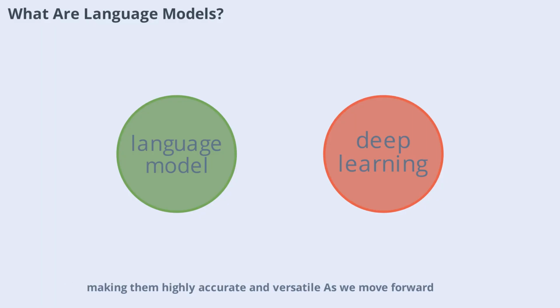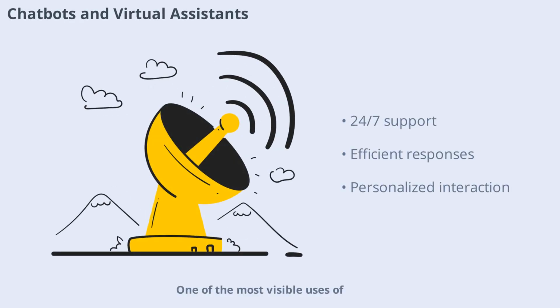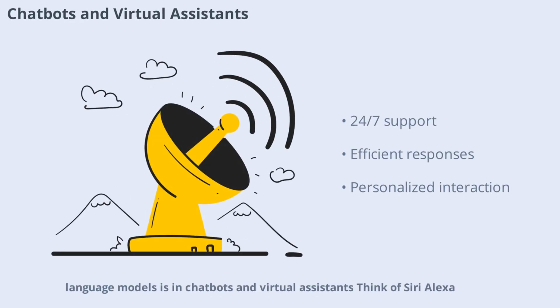As we move forward, you'll see how these models are not just theoretical, they're powering real applications that impact our everyday experiences. One of the most visible uses of language models is in chatbots and virtual assistants. Think of Siri, Alexa, or customer service bots on websites. These systems use language models to understand your questions and provide helpful responses.